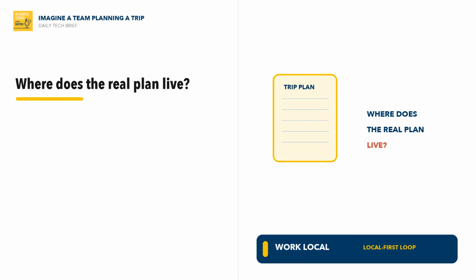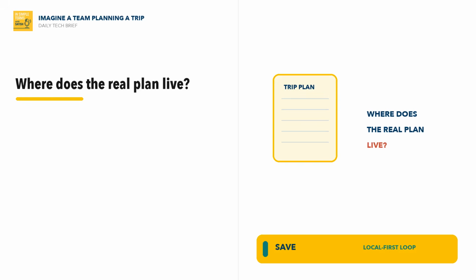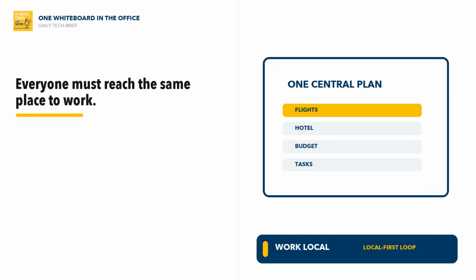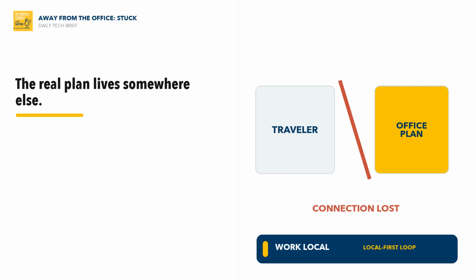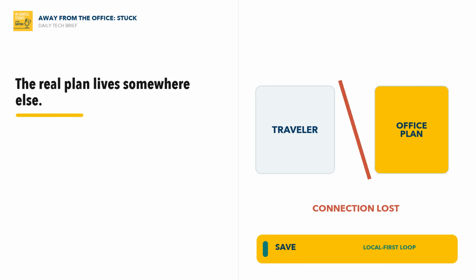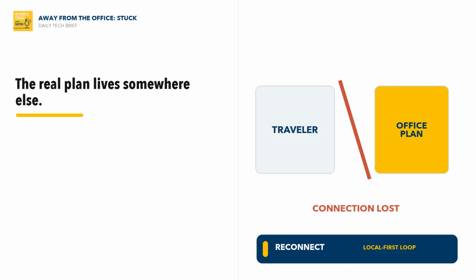Now let us understand this with a simple everyday example. Imagine a team planning a trip. In the old model, there is one whiteboard in the office. If you are in the office, you can read the plan and update it. If you are traveling and cannot reach the office, you are stuck. You might remember a few details, but the real plan lives somewhere else.